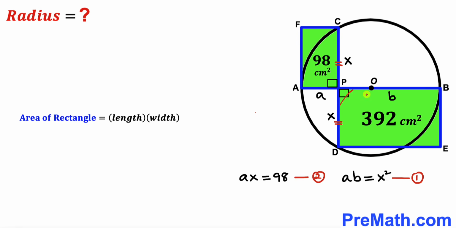Now we are going to focus on this larger rectangle, whose area has been given to us as 392 centimeter square. We apply the area of rectangle formula once again. Area equals length times the width of the rectangle. In our case, the dimensions are x and b, and the area is 392. So we could write b times x equals 392, and I'm going to label this one as our equation number 3.